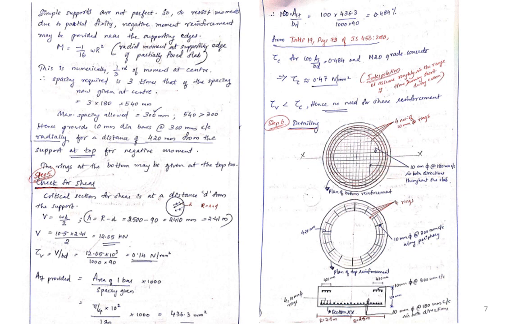And now about the top reinforcement, we are giving 10 mm dia bars at 300 mm. This reinforcement, 3 times the diameter, so 300 mm, is given radially. Clear? So in order to take this radial moment, we are giving this radial reinforcement, and it is given up to a distance, or within a distance, of 420 mm from the support.